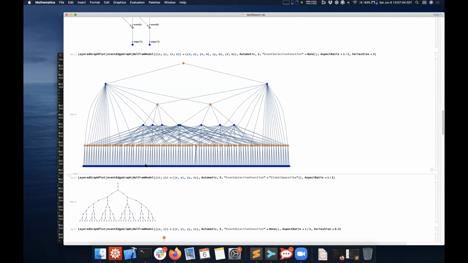Right. So let's understand what that means. That means that two events, or two objects, are branch-like separated if their common predecessor was an edge. Correct? Yeah. Okay.